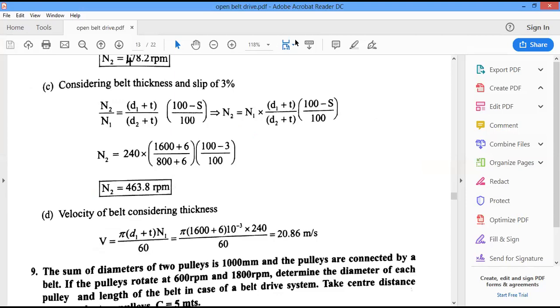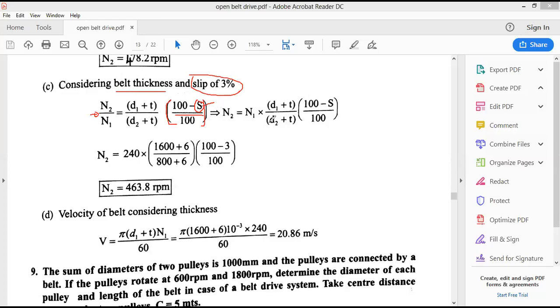So here, when we consider the slip along with the belt thickness, we use the same formula, because we have to find the rotation speed, the RPM, when there is 3% slip. N2 by N1, same starting line, is equal to D1 plus T, because they are telling us to consider belt thickness, divided by D2 plus T, into, when it comes to slip, we multiply by 100 minus S, where S is the percentage of slip. Slip is always given in percentage. That is the standard method of defining slip, so it will be given as 3% divided by 100.